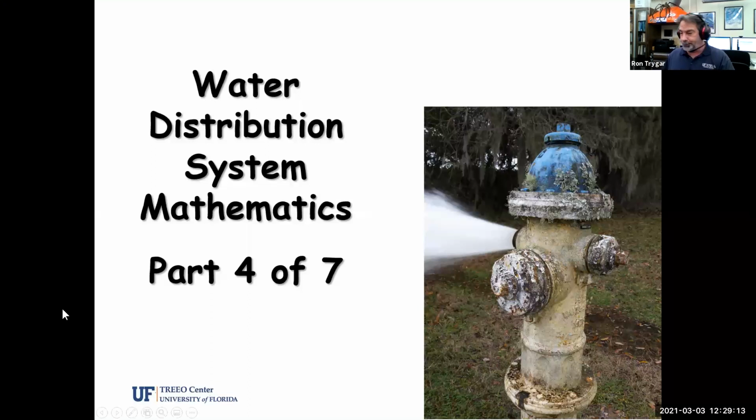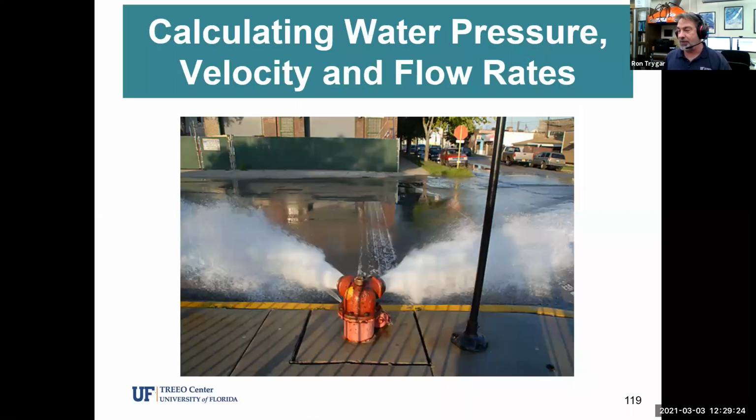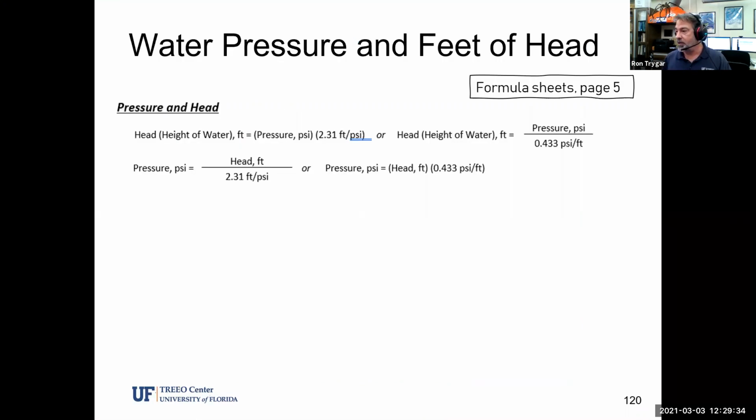All right, we are back in business. Let's get back to this math. We're on part 4 of 7. So let's continue on water distribution system math. We're going to calculate water pressure. We're going to calculate velocity. We're going to calculate flushing rates, flushing time, flow rates, all kinds of fun stuff.